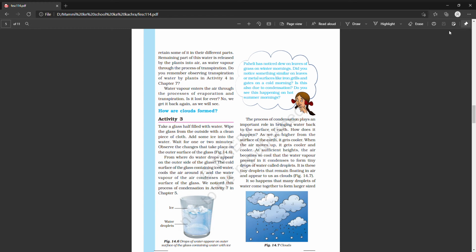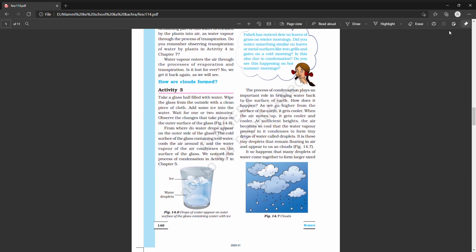Take a glass half filled with water, wipe the glass from the outside with a clean piece of cloth, add some ice into the water, wait for 1 or 2 minutes, and observe the changes that take place on the outer surface of the glass. You will find some water drops on the outer surface of the glass. The cold surface of the glass containing ice water cools the air around it, and the water vapor of the air condenses on the surface of the glass.